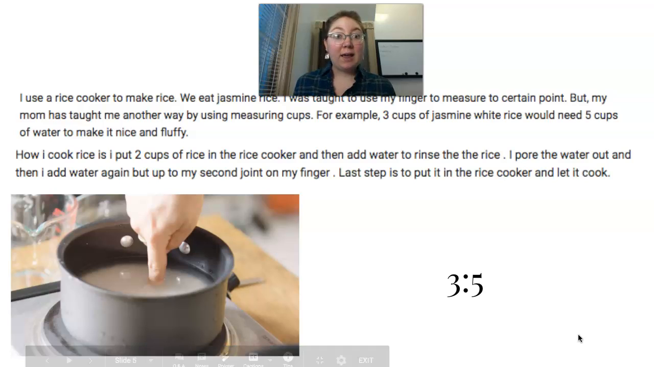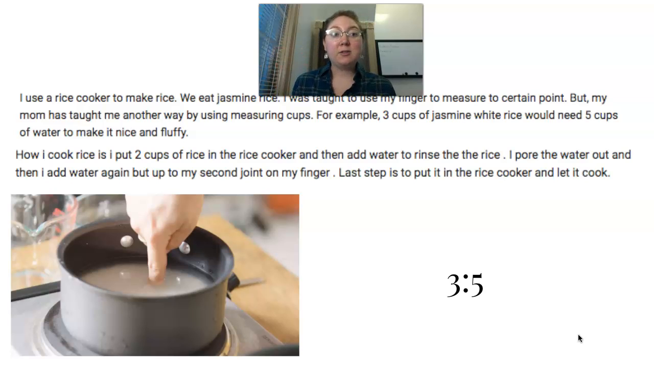There's another way of measuring that was very popular, and I know a lot of people use this method, and that's to measure how much water you're adding by using your finger. So you're not thinking about how many cups of rice and how many cups of water. You just put your finger in. Some people say the second joint on your finger, some people say the first one. It also kind of depends on how big your fingers are.